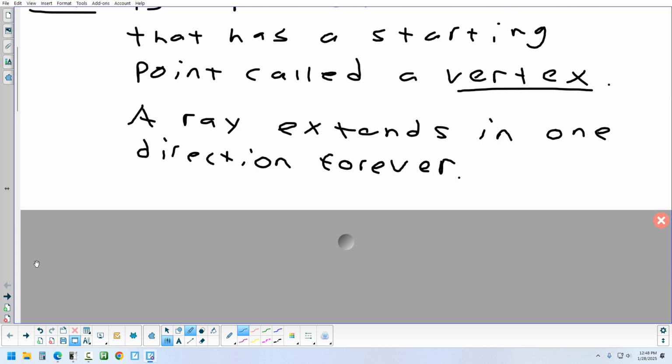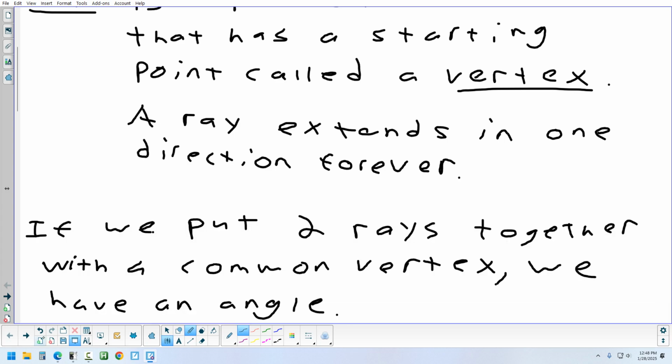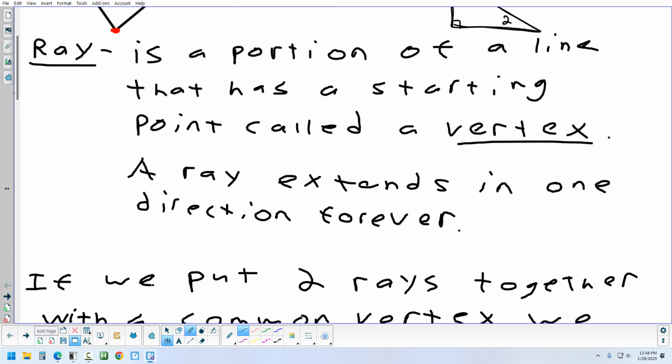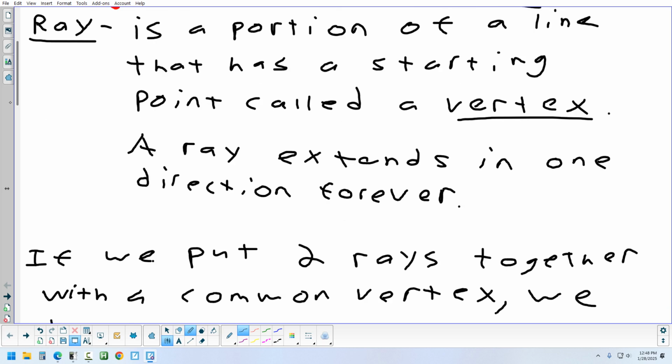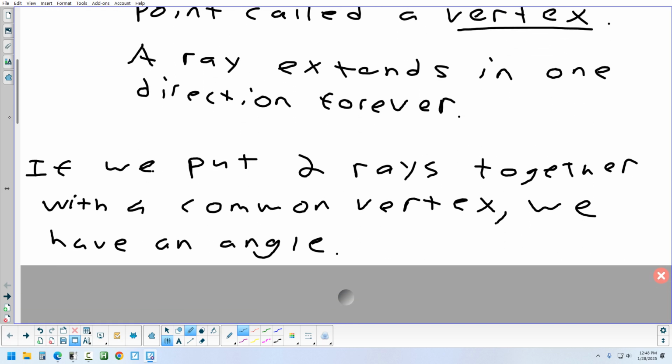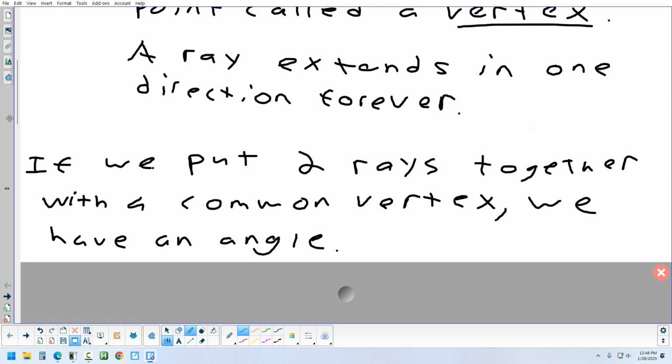So a ray, basically, extends in one direction forever. Putting the two rays together with a common vertex, that's the picture I drew up above. That gives you an angle. So they can never end. Yep, they never end. Obviously, when you're talking about an angle inside of a triangle, the sides end. That's different. But an angle just drawn by itself, you just do something like that. It just keeps going.